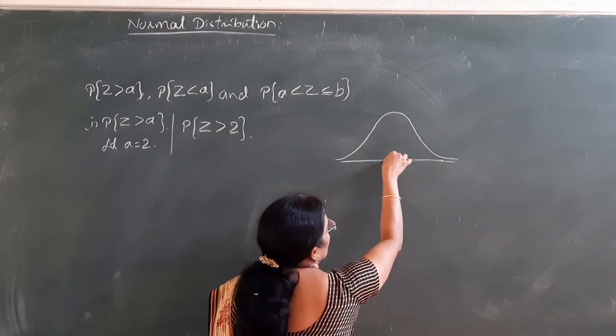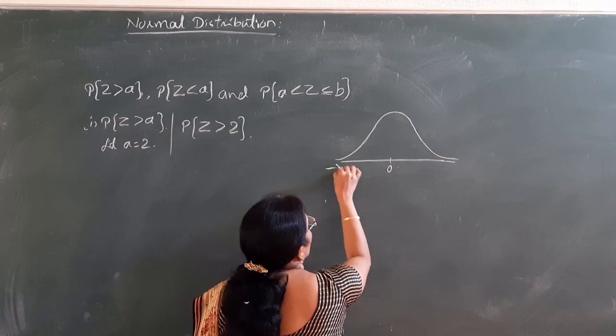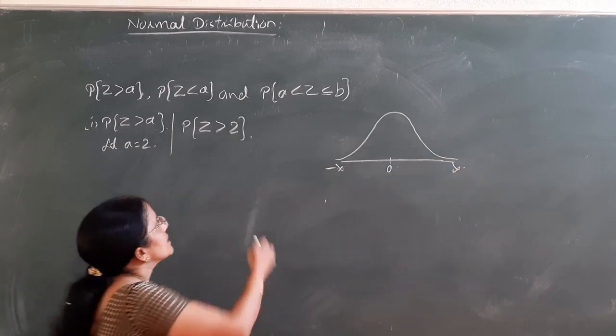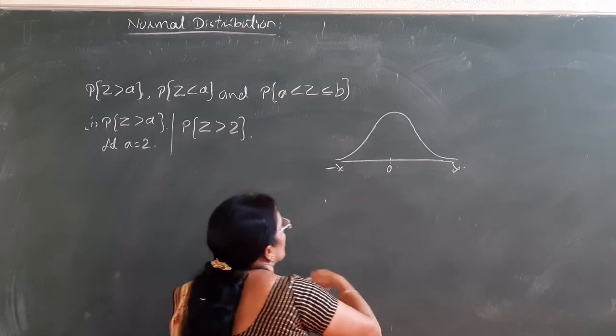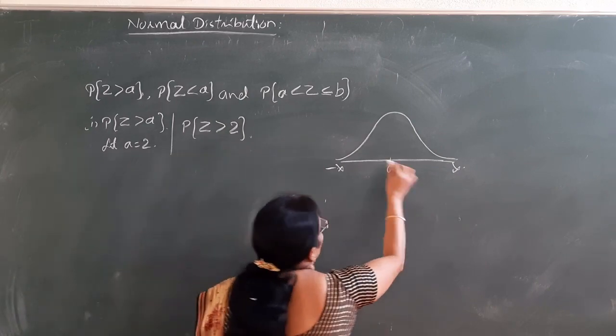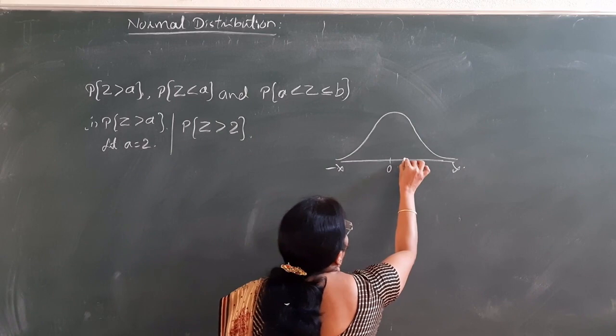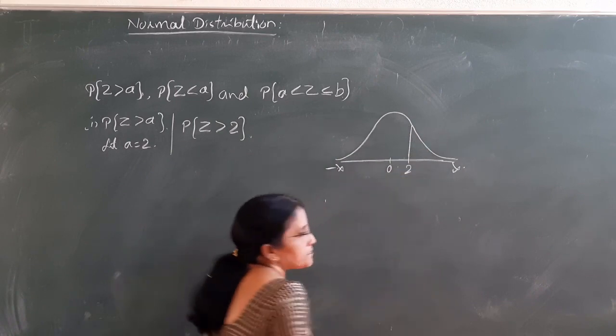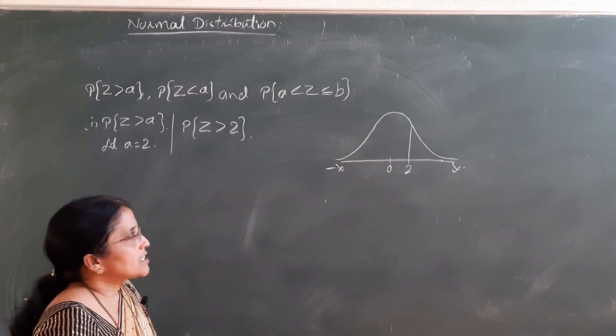In a standard normal curve, the central value is 0. The extremes are minus infinity and plus infinity. Z is greater than 2. First, mark this value 2. Since it is positive, mark 2 on the right side. That is, draw a perpendicular at the required specific value.